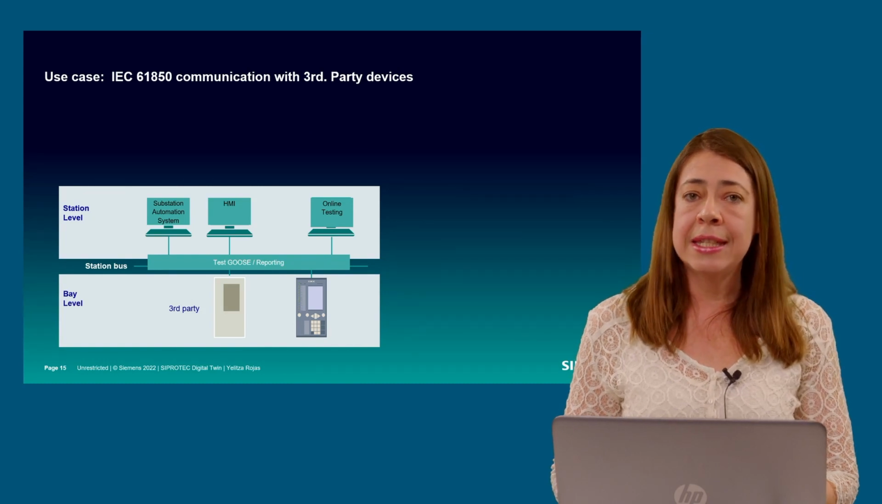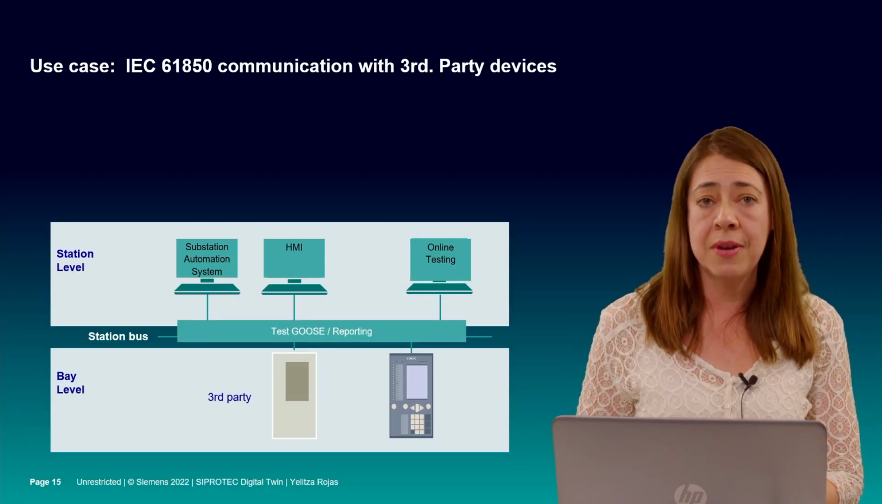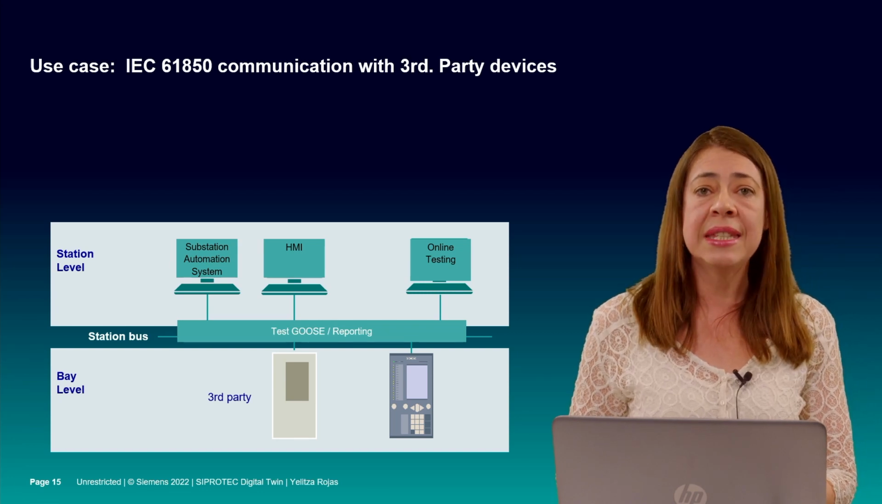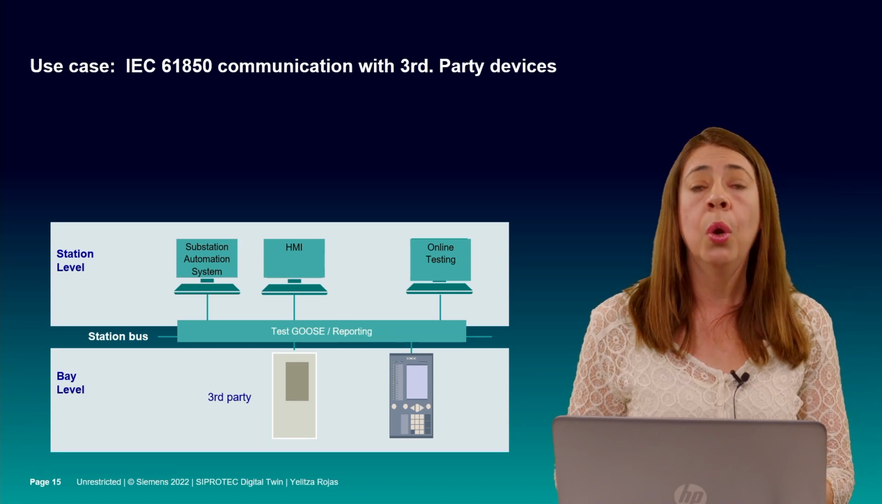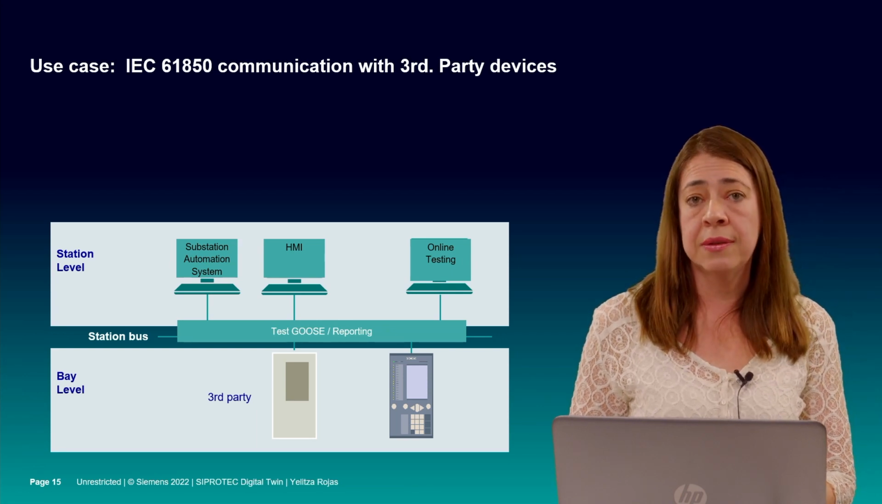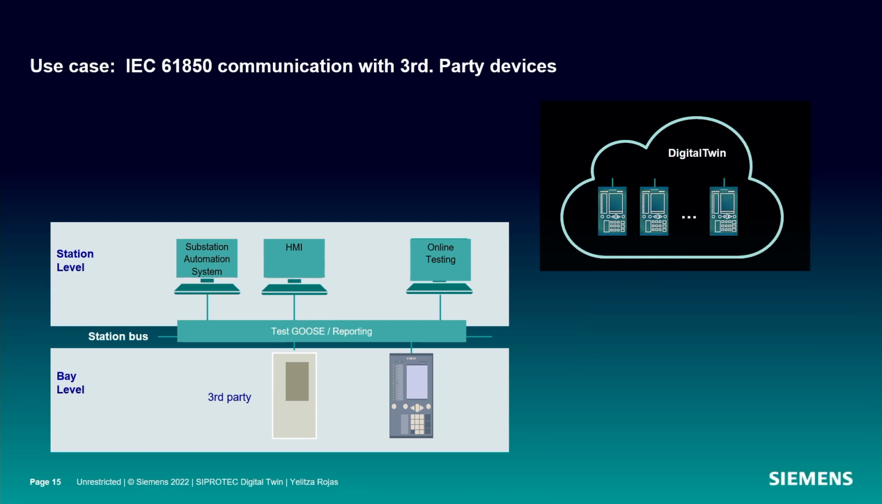The next case is the IEC 61850 communication with third-party devices. With an existing setup, you can test the integration of new SIPROTEC 5 devices without having the physical device. You simulate the SIPROTEC 5 device in the digital twin, and using a VPN connection in your local PC, you integrate the virtual device into the physical existing network, for example, in your test lab.